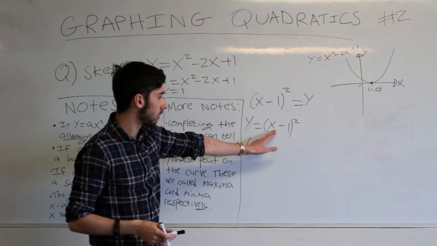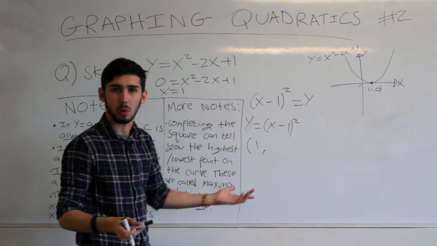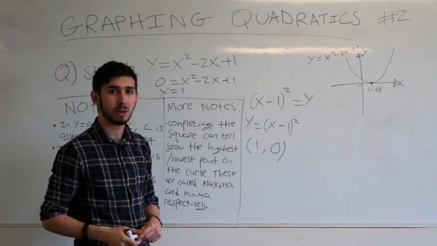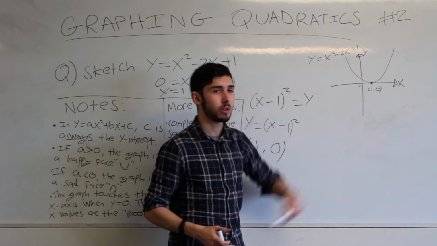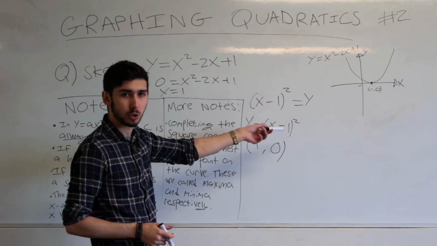When x is 1, what's y? Well, that's 0. So y is 0. So y, guys, y, 0. That's the minimum. 1, 0. Magic. That's a really easy question because it's already a perfect square.